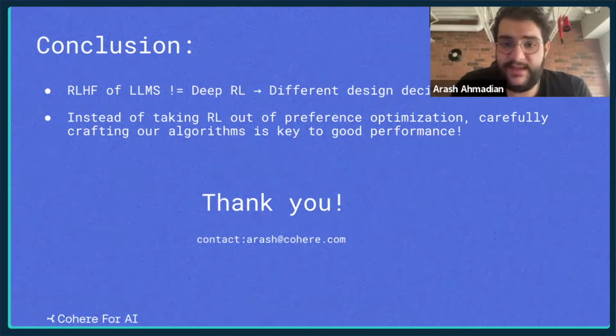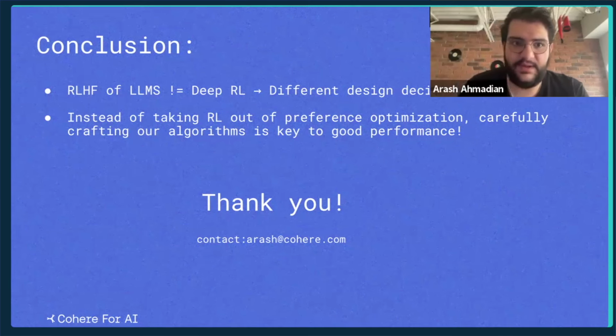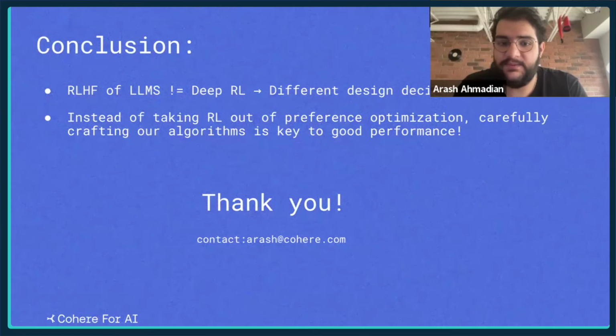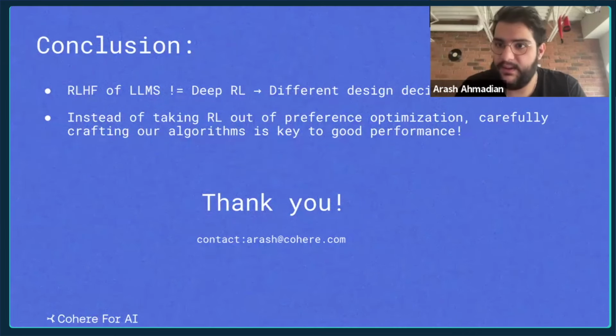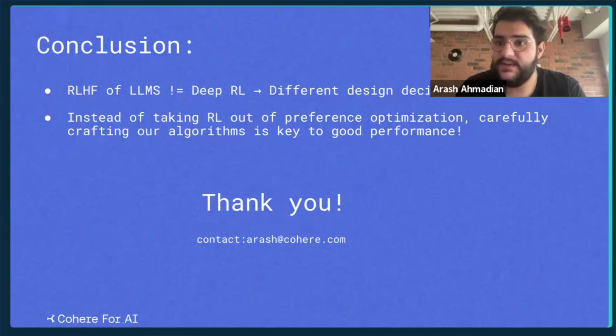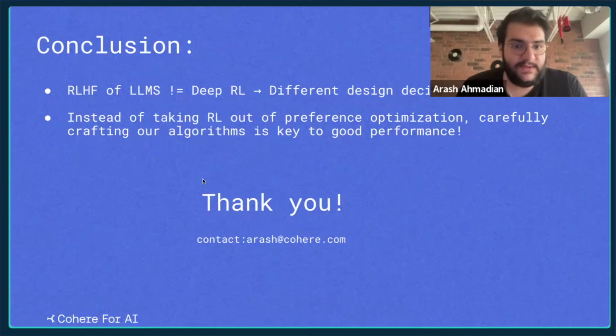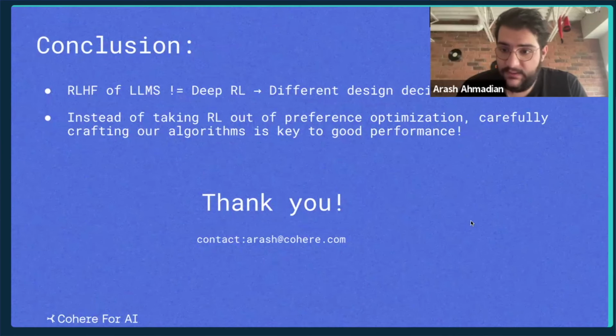So instead of taking the RL out of preference optimization, as you saw, if you carefully craft your RL algorithm, for example, let's say RLOO, it does lead to good performance, and you do end up outperforming offline preference optimization techniques like DPO and whatnot. That's pretty much it from my end in terms of slides, and happy to answer any questions.